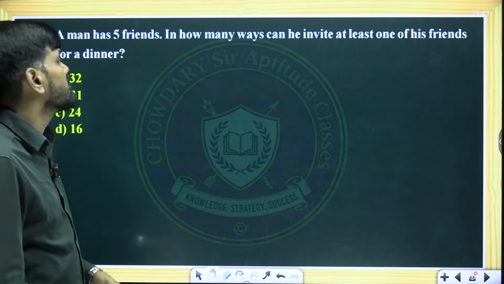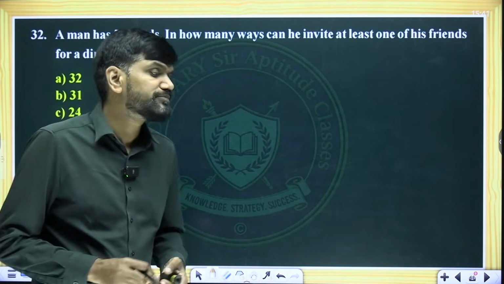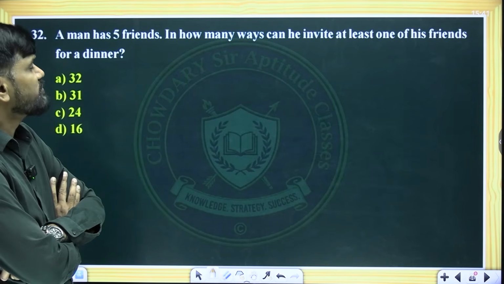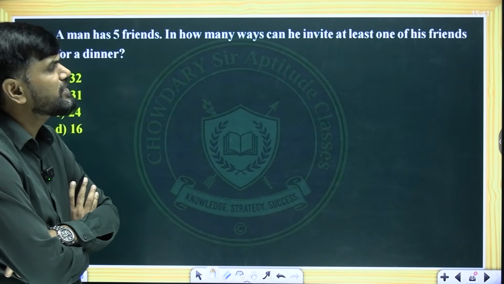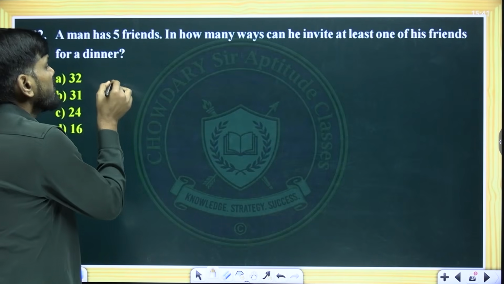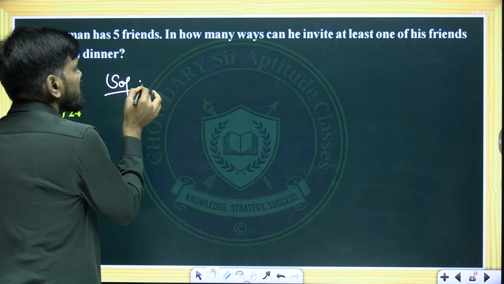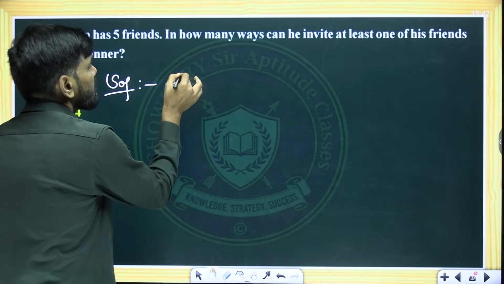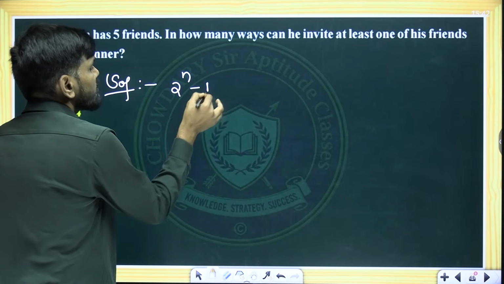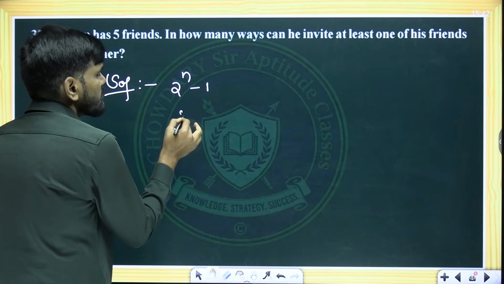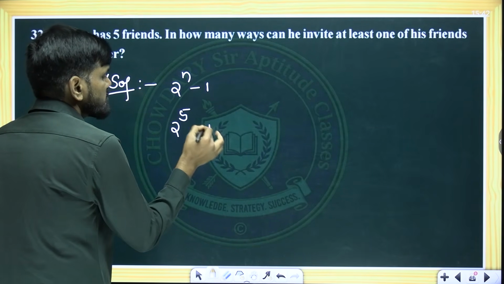Let's have a look at the problem. That is problem number 32. A man has 5 friends. In how many ways can he invite at least one of his friends for a dinner? At least one of his friends for a dinner means you are selecting 1 or more. That will be 2 power n minus 1. N here is 5. So that is 2 power 5 minus 1.